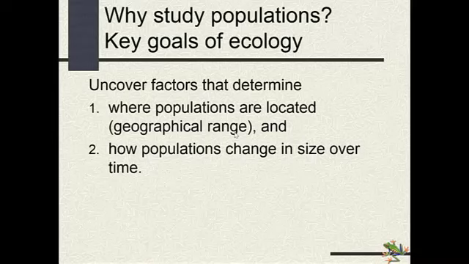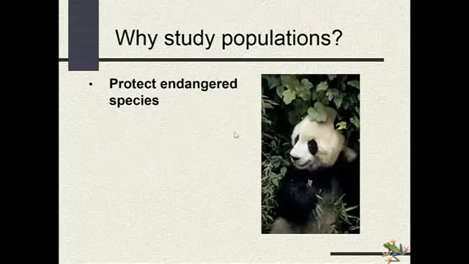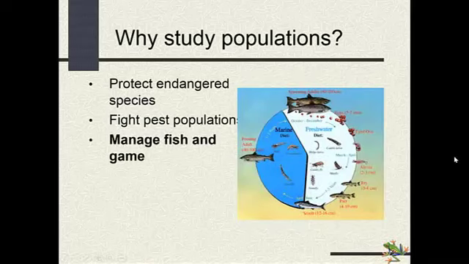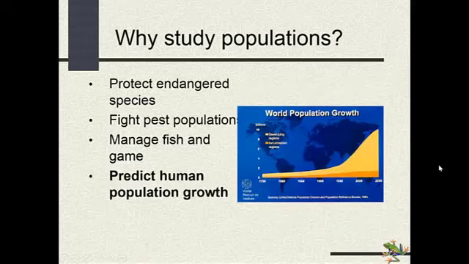As we discussed in the first week, a key goal of ecology is to uncover facts that determine where populations are located and how populations change in size over time. Population ecology can help answer questions important for assessing the risk of extinction of a population, like the panda, and learn what to do to protect a species from extinction. Other applications of population studies include fighting pest populations, such as the ticks we encountered talking about complex life histories, or managing fish and game species, such as the salmon we also encountered talking about life histories, and finally predicting human population growth, as we will discuss later.